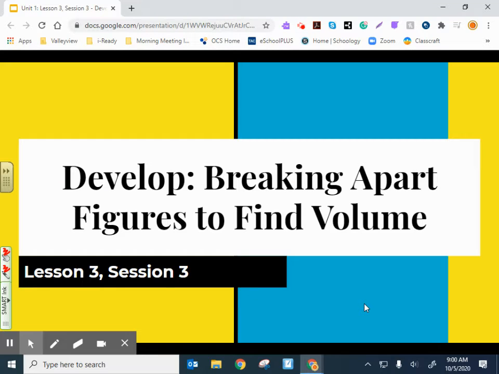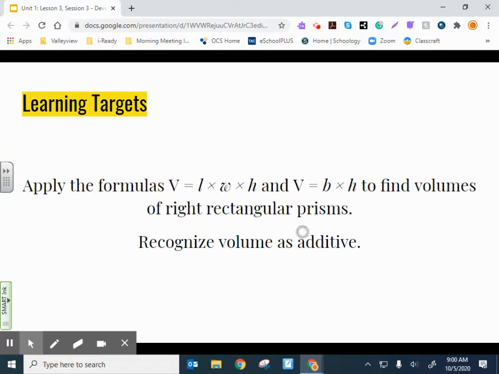All right, we are moving on to session 3 for lesson 3. Now, for this lesson, it's a little different where we will be given a rectangular prism, but it won't be as easy to calculate like with a cube or your regular rectangular prism. This time we might have to break it apart in 2 parts and then add the volume of both of those to get what we call a total volume. So we'll get into that here in the next couple slides.